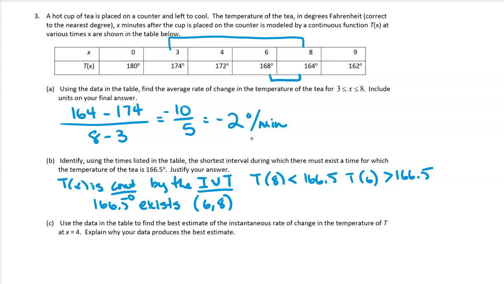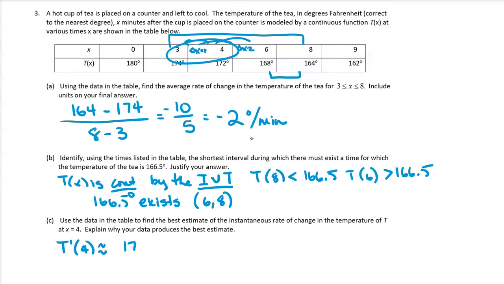So if I want to approximate T prime of 4, I want to get as close as delta x approaching 0. Really, it's delta time, but I used x so we wouldn't have big T and little t. So let's go here to 4. To the left is delta x of 1. To the right is delta x of 2. So I see that these are the two values that I want to use. So 172 minus 174 over 4 minus 3 gives us negative 2. So that is my best estimate.